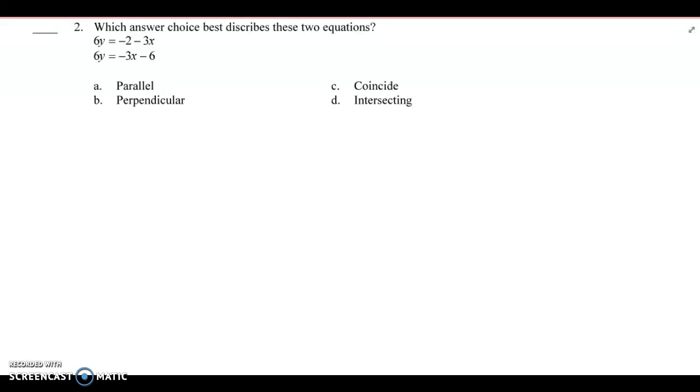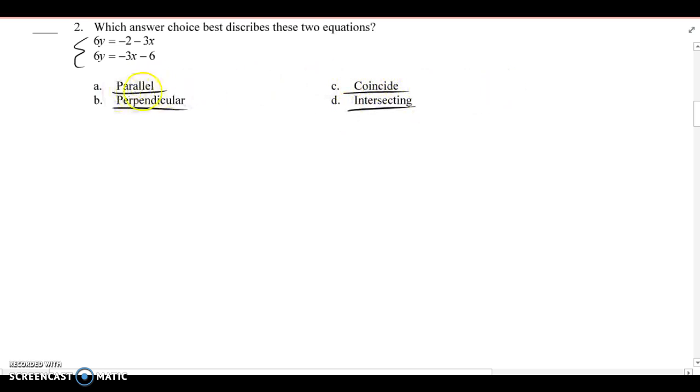All right, we are going to look at this question and look at how to solve it. The question reads, which answer choice best describes these two equations? So let's look at these two equations. We do have to look at the answer choices to try to figure out what we're supposed to do with these two equations. The first one says parallel, perpendicular, coincide, or intersecting.